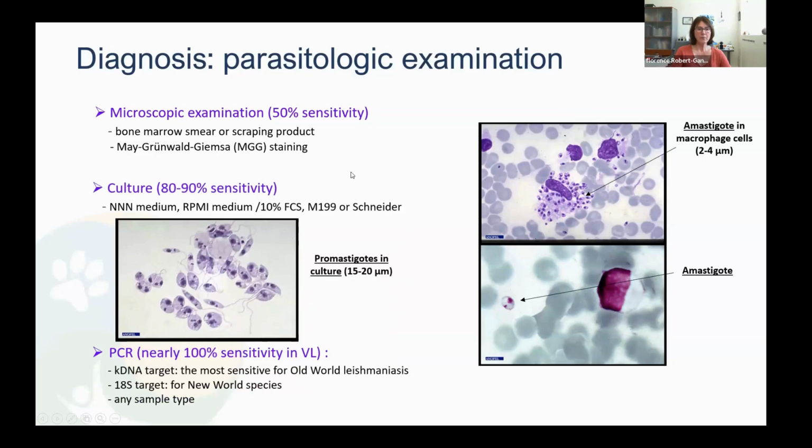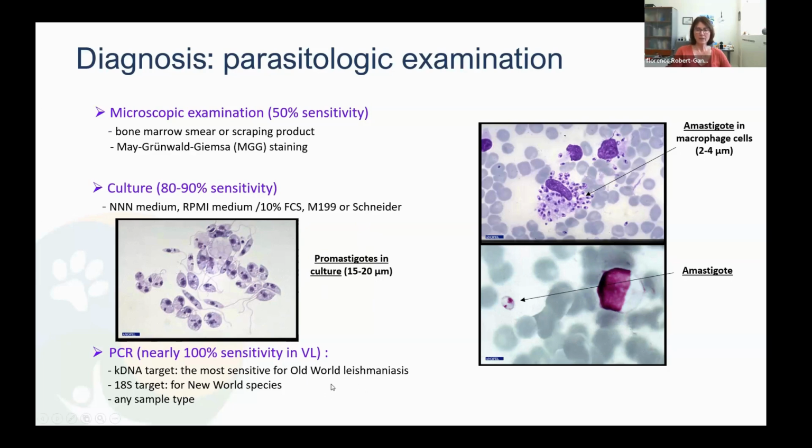So the other method used is the culture. It can have a high sensitivity, from about 80–90%. Various media can be used depending on the lab habits, of course, but also depending on the origin of the Leishmania species suspected. For example, to grow Leishmania species from South America, RPMI medium is widely used. But PCR is the gold standard now for diagnosis because it has a high sensitivity.